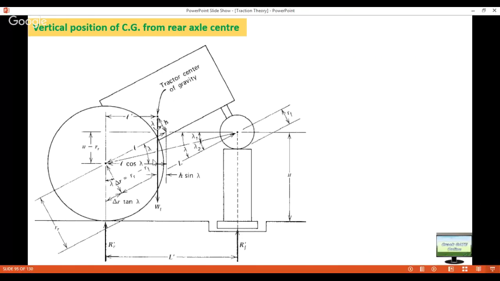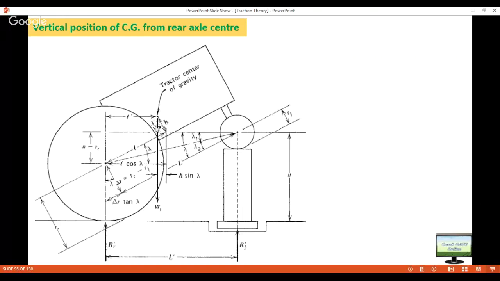So this angle will be equal to this angle, and in the same way this will be equal to this angle. This is basic mathematical geometry. I think you are all already aware of this. So this is h. Again, if this angle is lambda, then this vertical position will be h cos lambda, and this horizontal will be h sin lambda. Okay, guys.